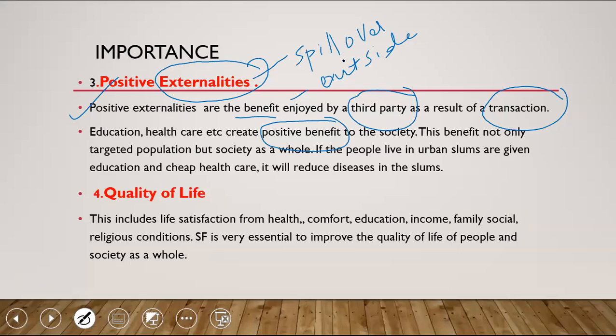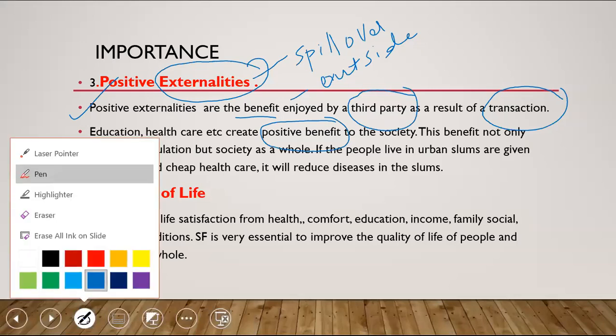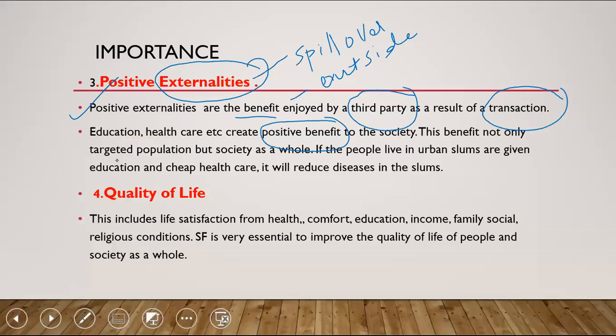So this benefit is not only for the targeted population, but it should be for the society as a whole. When we speak about externality, remember, externality will be for the society as a whole. Even in Godrej school, Godrej hospital, anybody can go. But first preference will be given to Godrej employees. After that, even the public can make use of that facility.